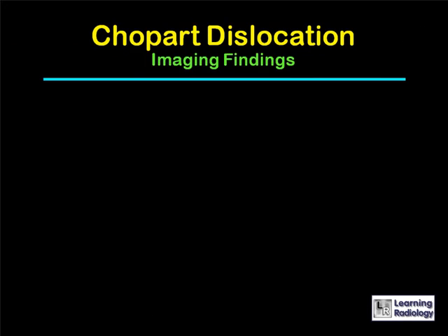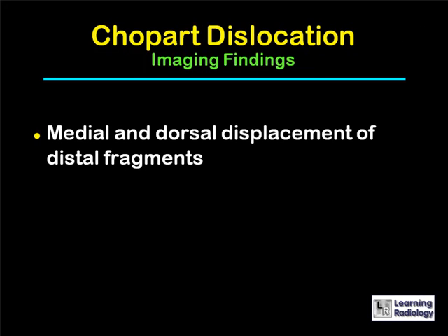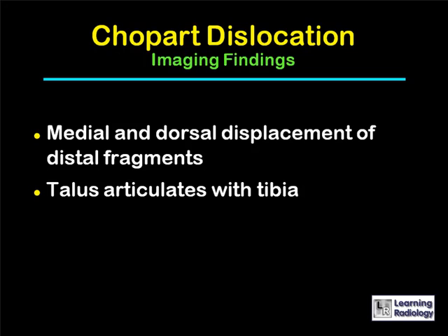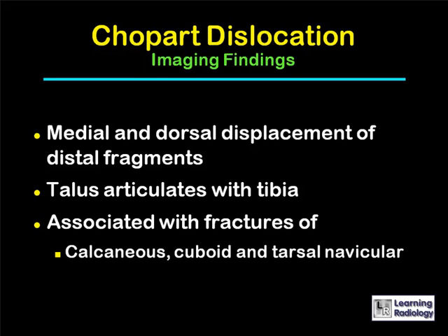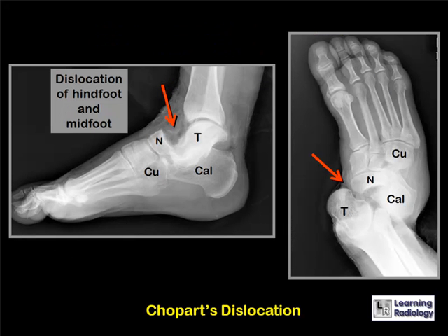Imaging findings for Chopart dislocations include medial and dorsal displacement of the distal fragments, although there can also be lateral displacement. The talus continues to articulate with the tibia, and Chopart fracture dislocations are associated with fractures of the calcaneus, the cuboid, and the tarsal navicular. An example of a Chopart dislocation.